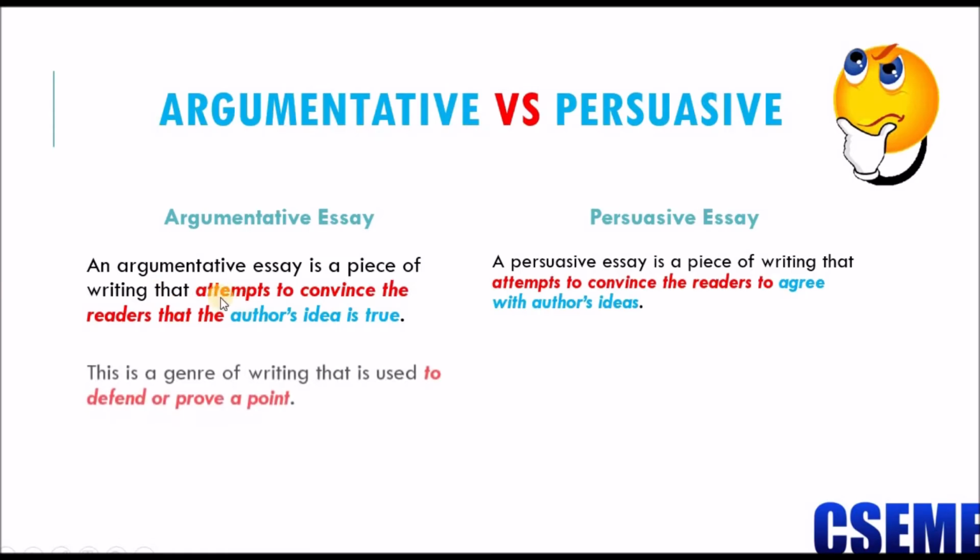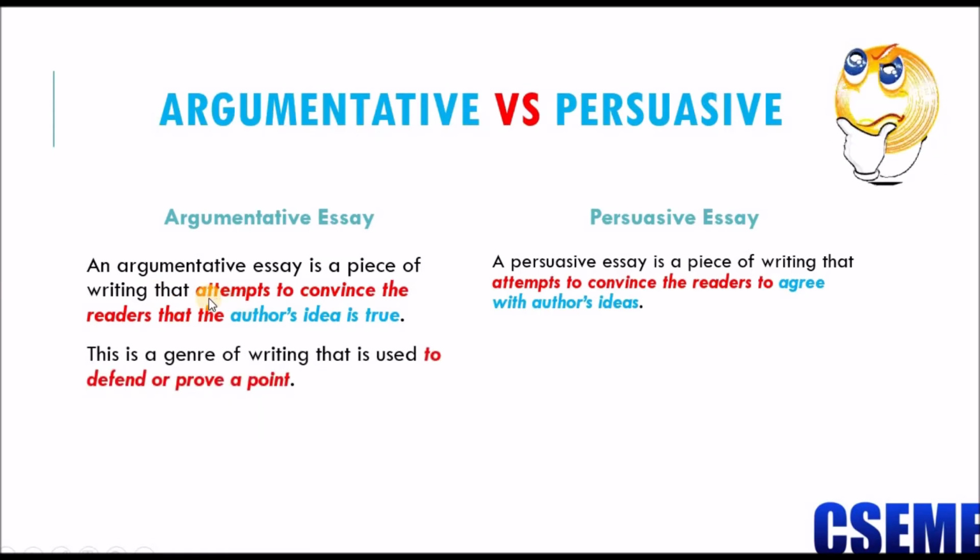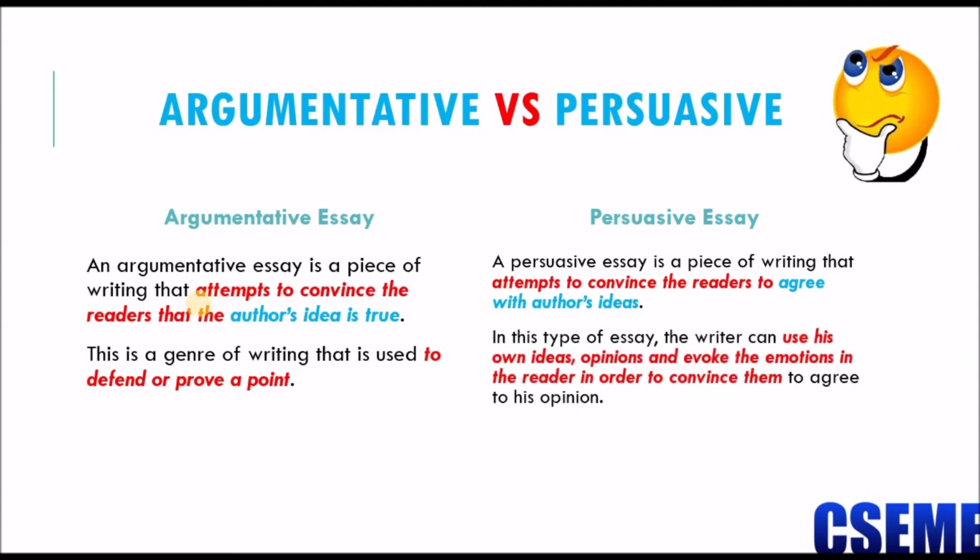Next. Once again, for argumentative, you are defending your point, you're proving your point. So in the body of your essay, that is your aim. Whereas for the persuasive essay, you are trying to get your reader to agree with you using emotions, using those things that will really get them to agree because you have convinced them of your viewpoint, right?